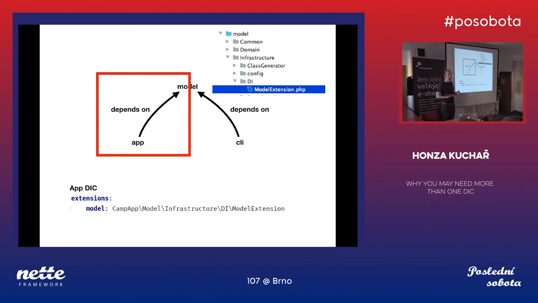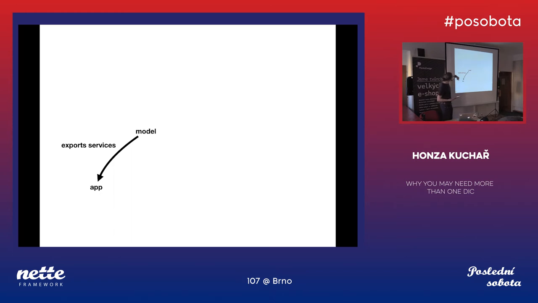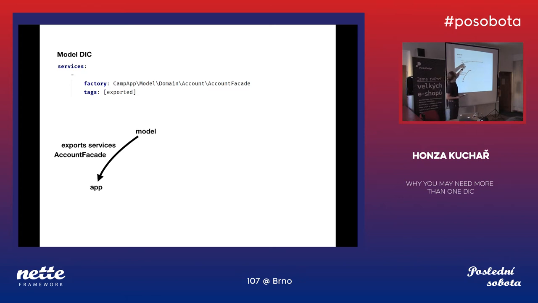But the world is not always theoretically perfectly nice, and sometimes, as you would probably expect, the model exports some services, right? For example, the account facade to the application. So how do we do that in code? In the model, you just say services. You know this from every Nette application. But there is one special thing, and that is the tag exported. This is just a normal tag, nothing special about it. But the extension you've seen in the previous slide actually finds all the services in the model which have this tag, and it registers all of these services into the application container. So it means that the account facade, which has been exported from the model to the app, is autowired in your application.